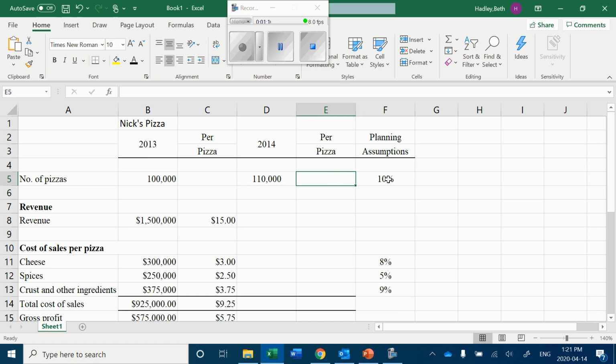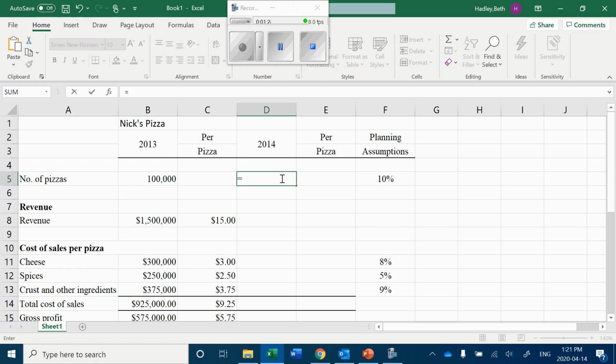So we have the planning assumption for 2014 of an increase in the number of pizzas sold by 10%. For here we have 110,000, but what you can do is equals the 100 times, multiply that by the 10%, and then plus the original number, and then it gives you the 110.